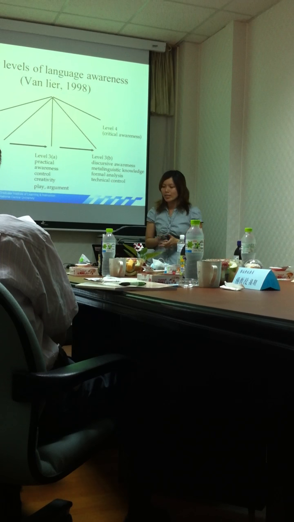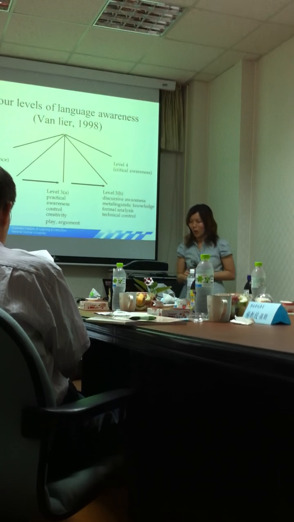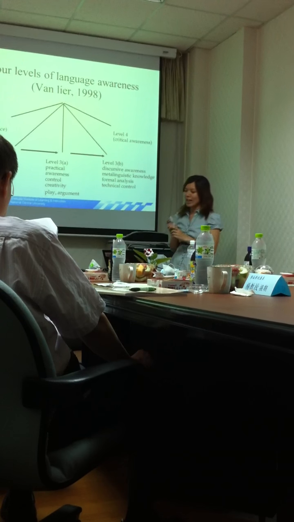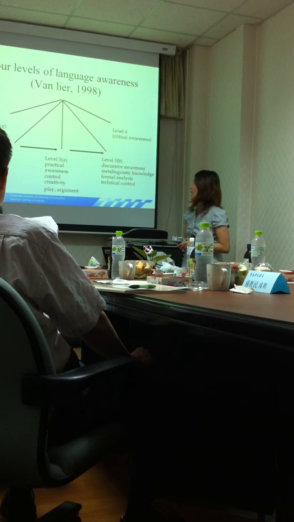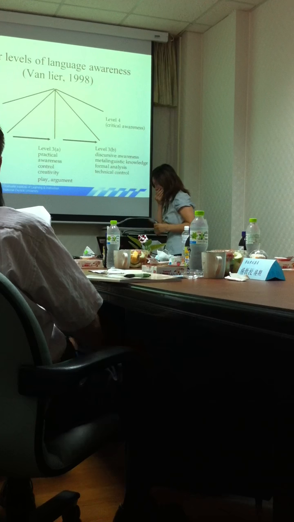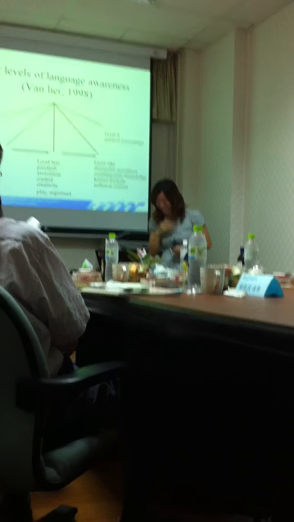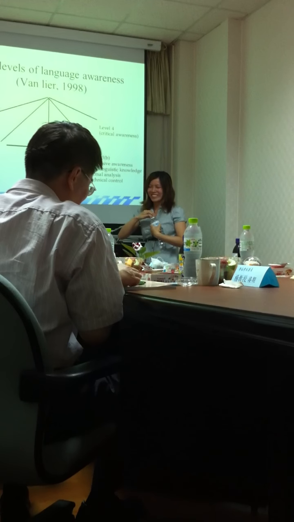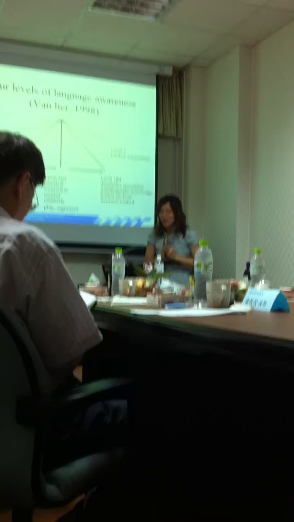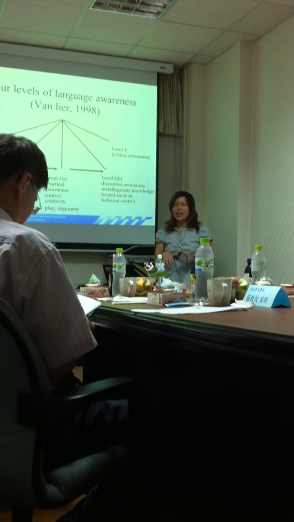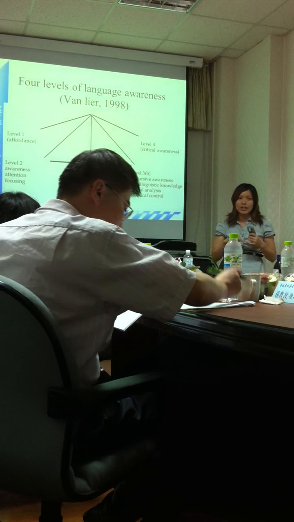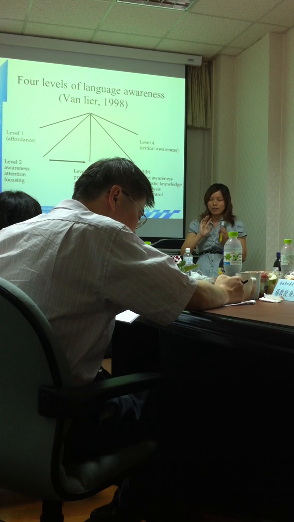It refers to humans being born with the ability to produce language. Level two refers to humans understanding that, for example, a language has a grammar, words have parts of speech, or a language exhibits other phenomena.